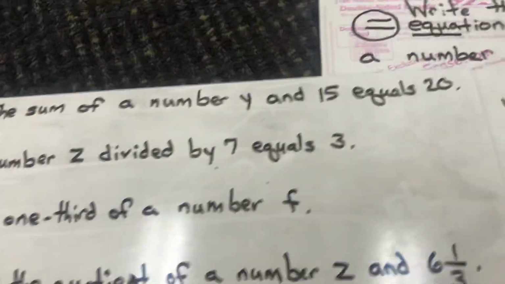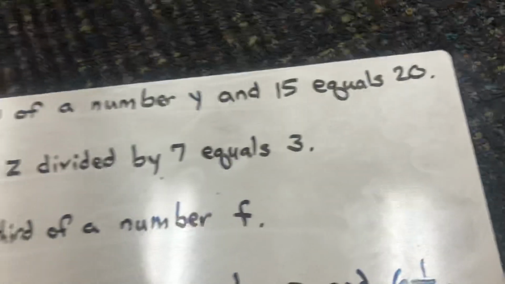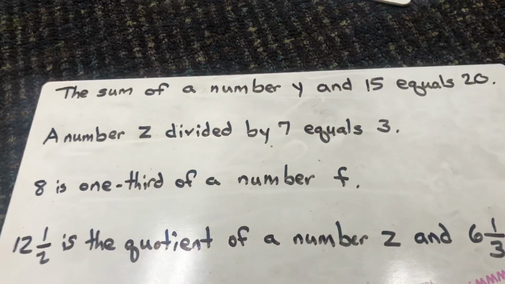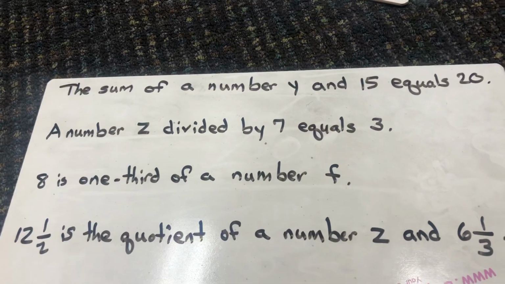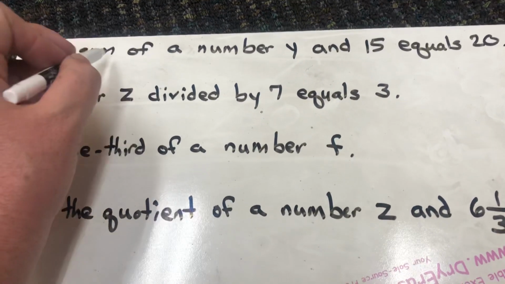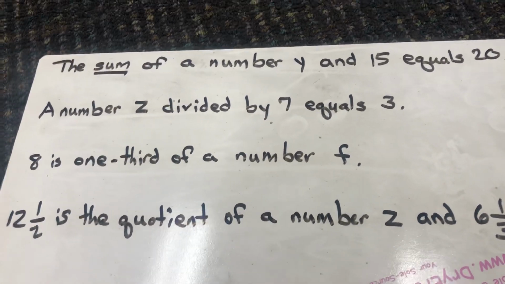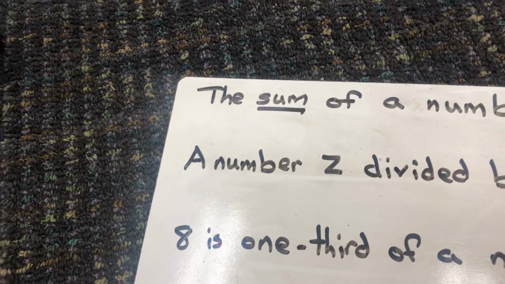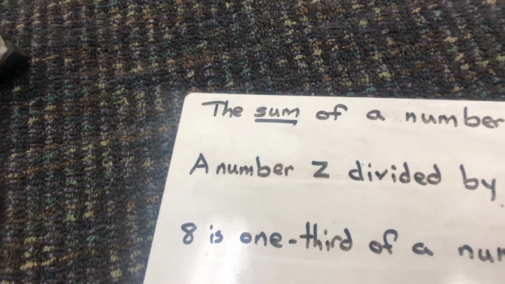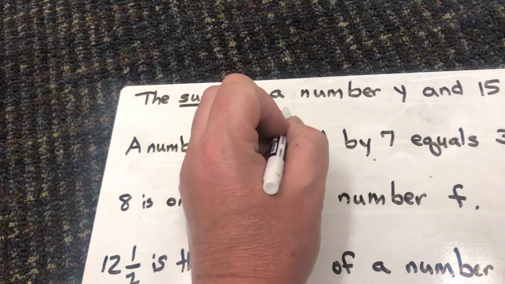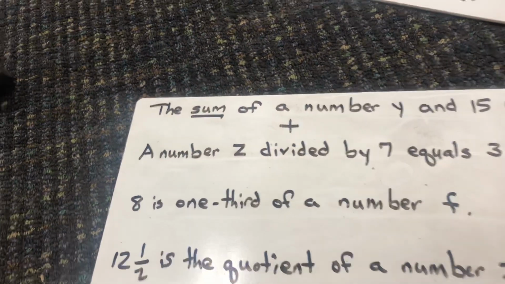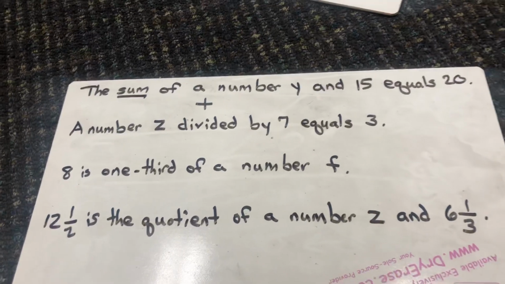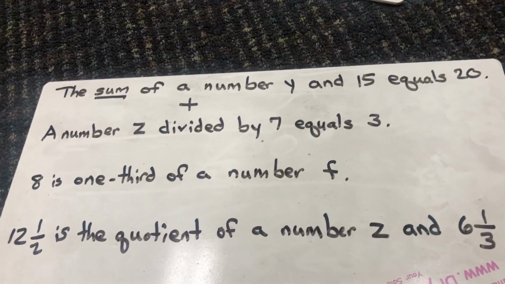As we look at this next one, let me get this one out of the way here. It says the sum of a number y and 15 equals 20. Key word here, sum. The sum is the answer to an addition problem. So we know, since we're talking about sum, we're going to be adding here in this one. The sum of a number y and 15 equals 20.